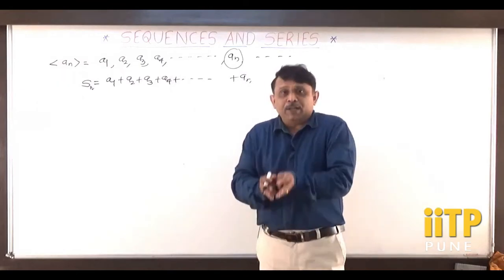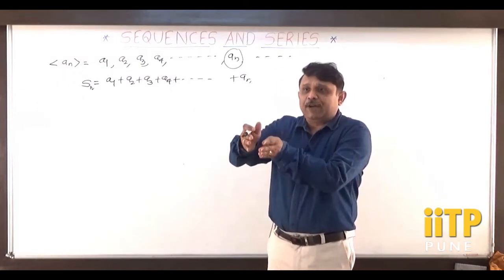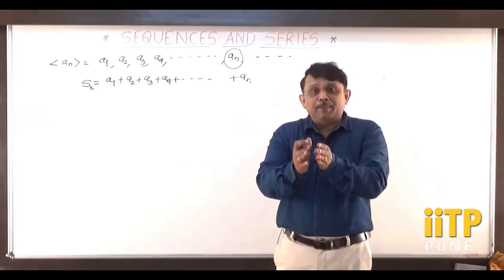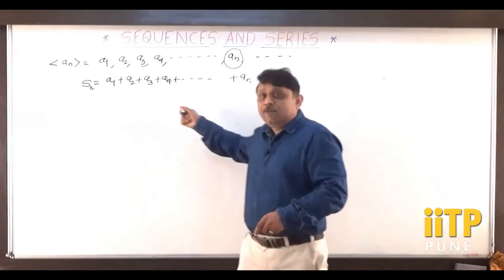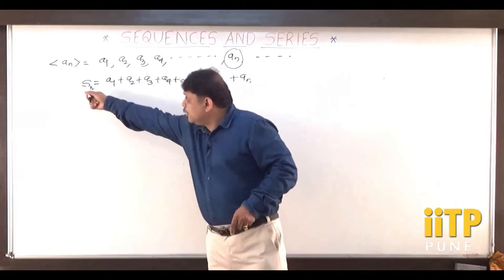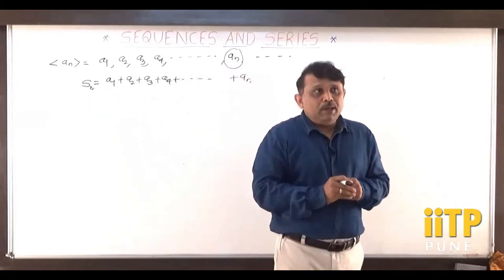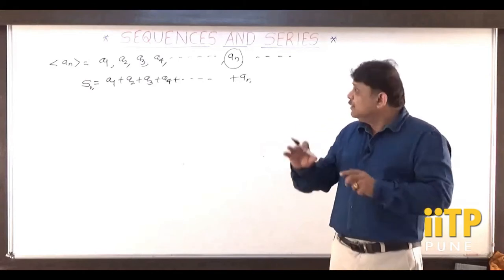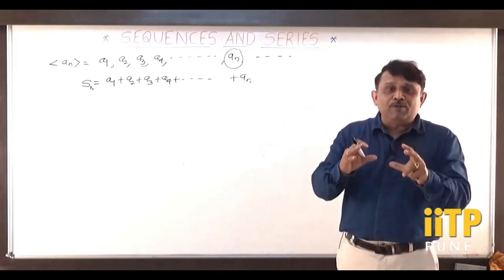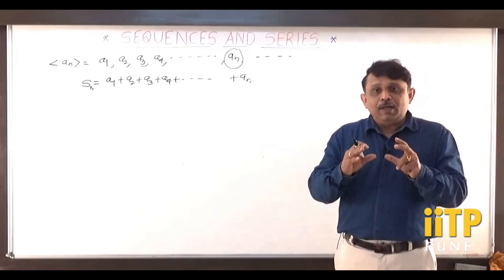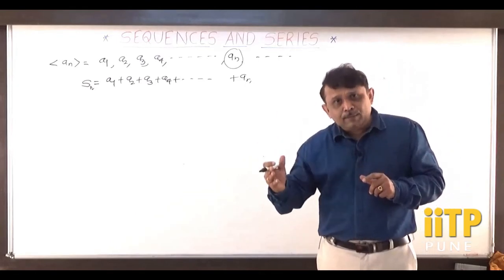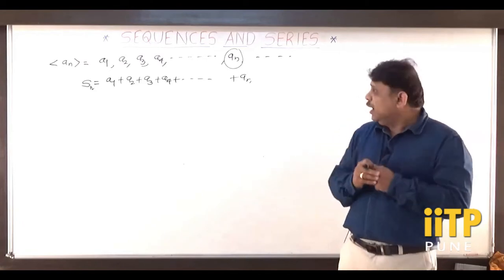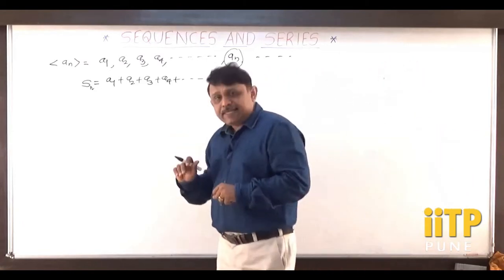I am not considering a3 plus a4 plus a5 plus dot dot dot plus a(n+2). I am considering the sum from the first term till the nth term. That is denoted by Sn. Now if you know Sn, we can find the entire sequence. If you know the formula for the sum up to n terms of a sequence, then the whole sequence can be known. How? The idea is this.